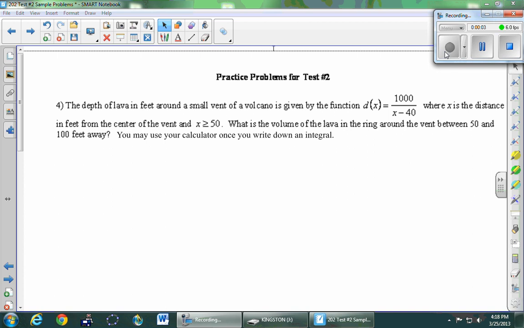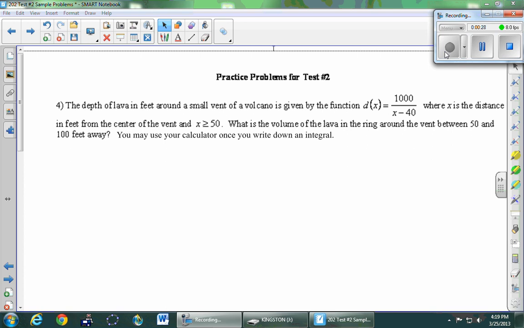This is problem number 4 on the practice problems for test number 2. The depth of lava in feet around a small vent of a volcano is given by the function d of x equals 1000 over x minus 40, where x is the distance in feet from the center of the vent and x is bigger than or equal to 50. What is the volume of the lava in the ring around the vent between 50 and 100 feet away? You may use your calculator once you write down an integral.